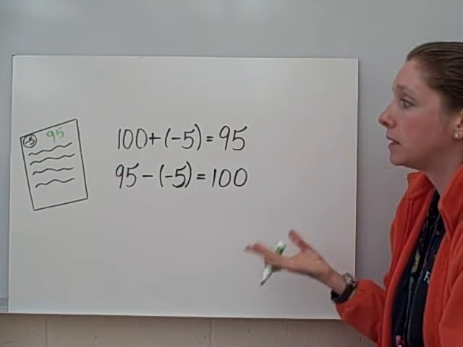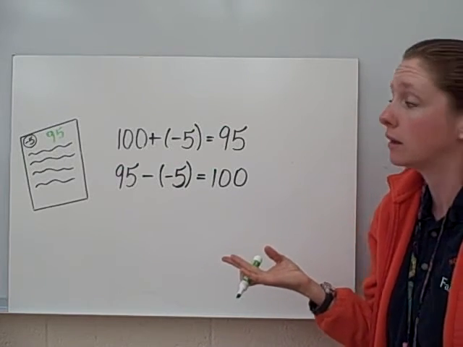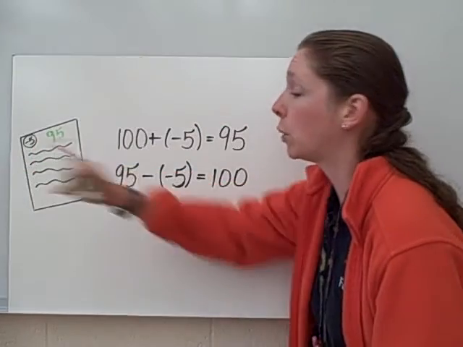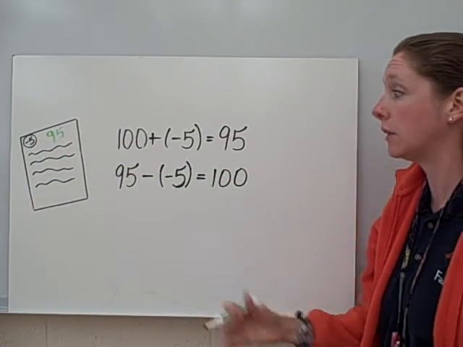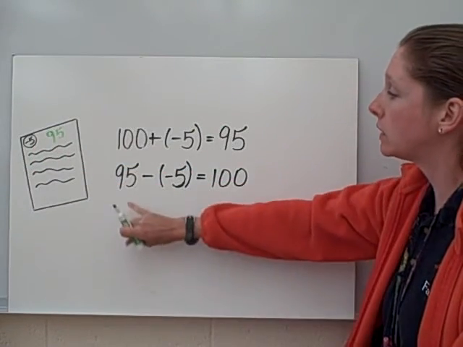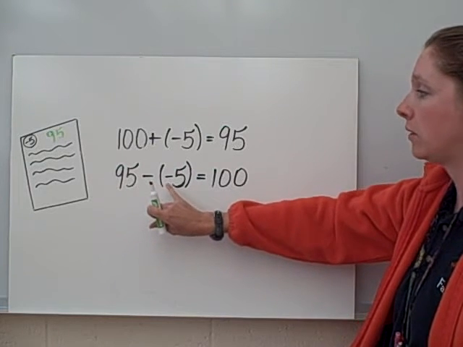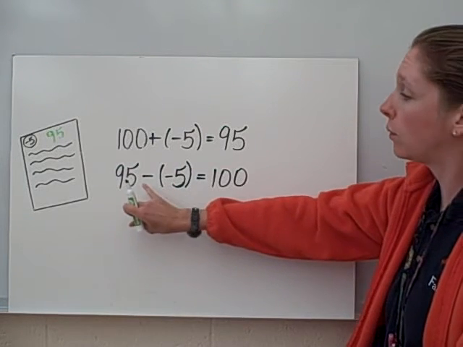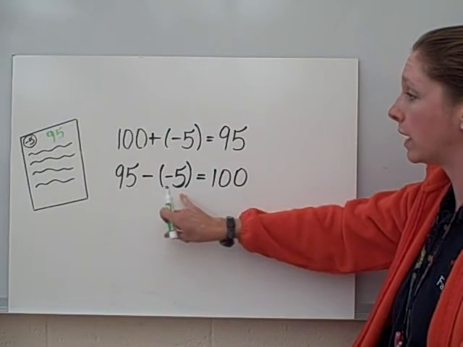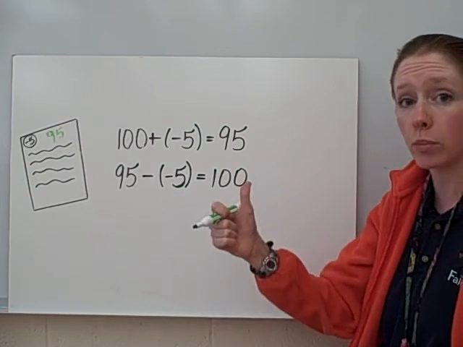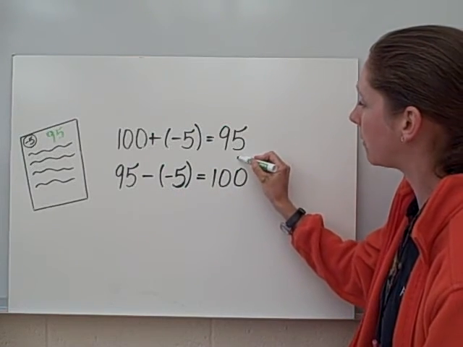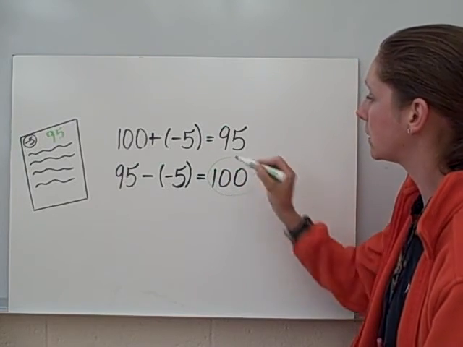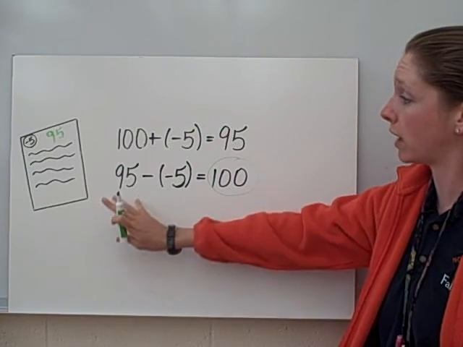Let's say maybe the teacher made a mistake. Maybe those -5 points were a mistake and you really did get those 5 points. So let's say the teacher has to take away those -5 points. When we take away those -5 points, your score goes back up to 100. So think about the number line, the chips, and real life to subtract a negative.